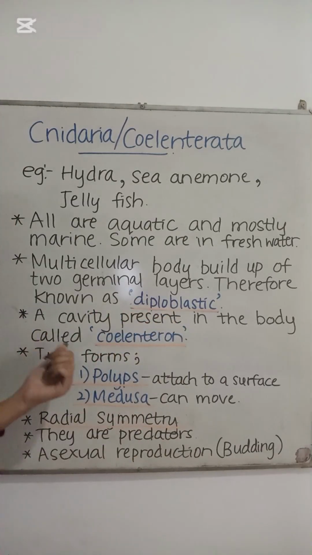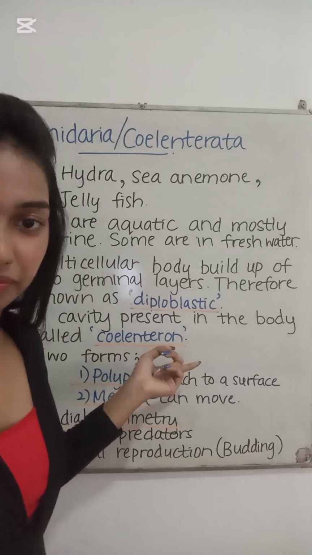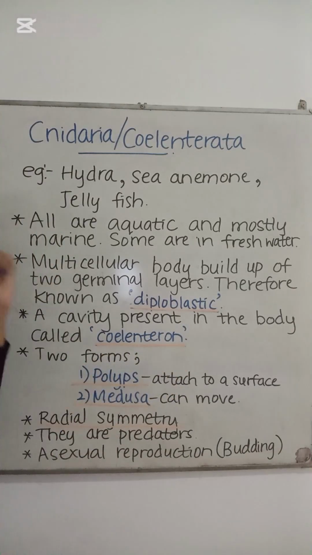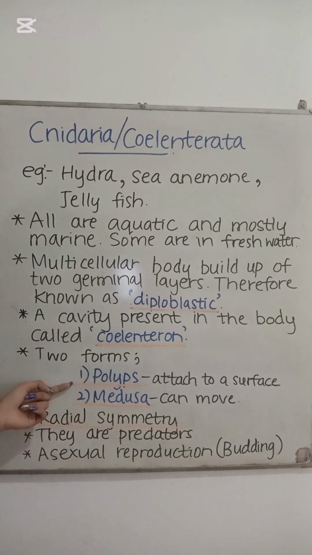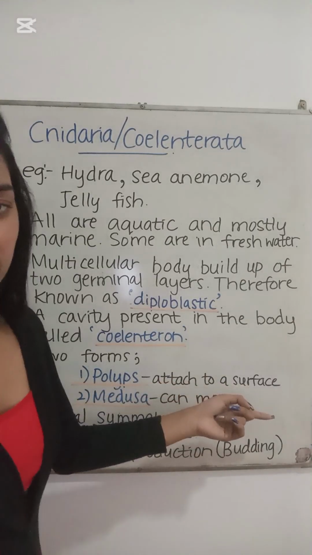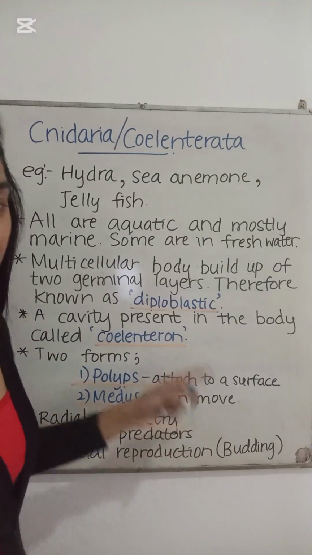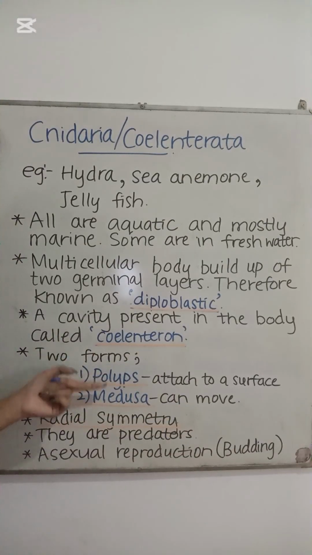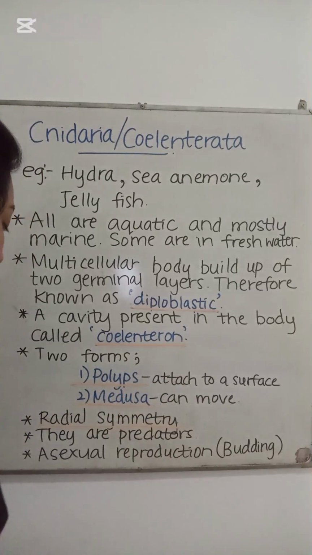A cavity is present in their body. That cavity is known as coelenteron. So these Cnidarians are having two forms. They are polyps and medusa. What are the two forms? Polyps and medusa. The difference is polyps attach to a surface. They can't move. But medusa, they can move. The difference of these forms is that polyps are attached to a surface and medusa can move.